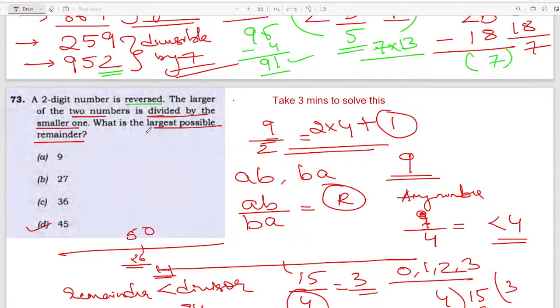So the smallest remainder would be 0. If you take two similar digits, like 33 or 22, and reverse it, you will again get 22. When you divide 22 by 22, the remainder is 0. The smallest would be 0.